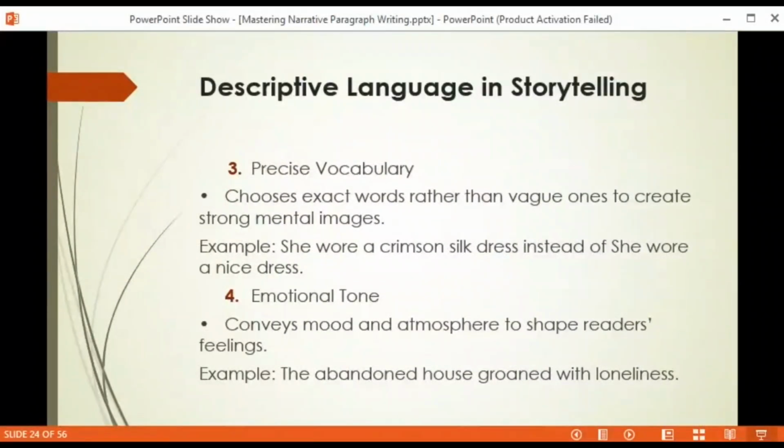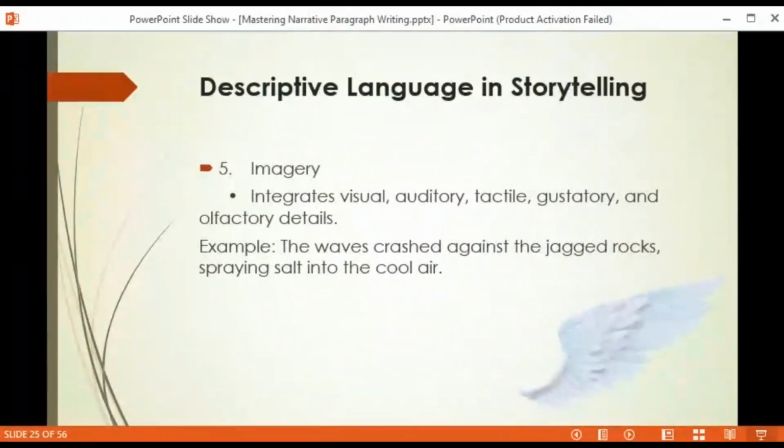It has precise vocabulary, choosing exact words rather than vague ones to create strong mental images. Example: she wore a crimson silk dress instead of she wore a nice dress. It has emotional tone. This is the fourth feature. It conveys mood and atmosphere to shape readers' feelings. Example: the abandoned house groaned with loneliness. Next slide, please.